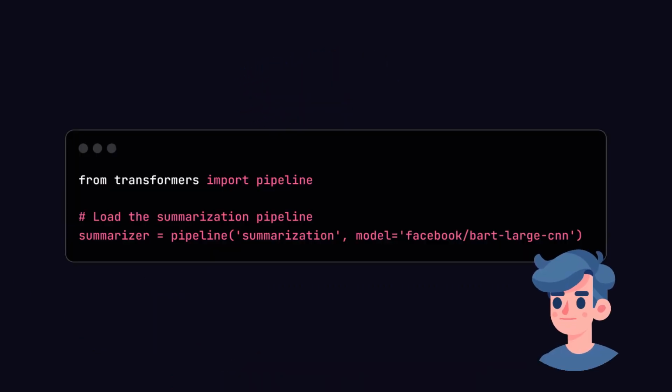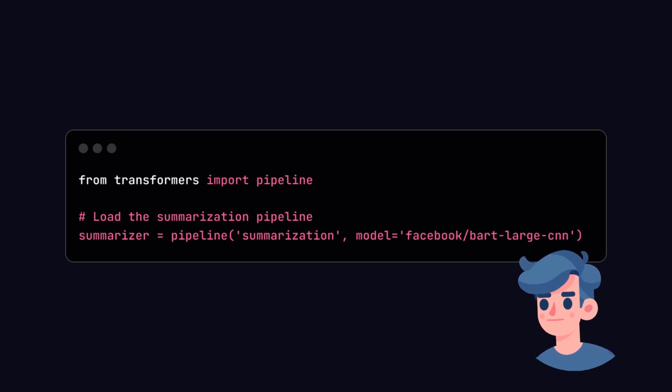Now, let's pivot to abstractive summarization using Hugging Face's Transformers library. We'll utilize a pre-trained model suited for summarization tasks. BART or T5 are great choices. For this example, we'll be utilizing the BART model.